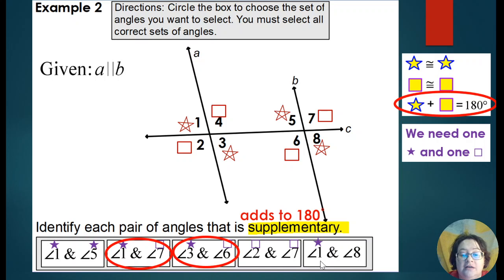Angle 1 is a star. Angle 8 is a star. And a star equals star. They're the same. They're not supplementary. So I've answered that question.